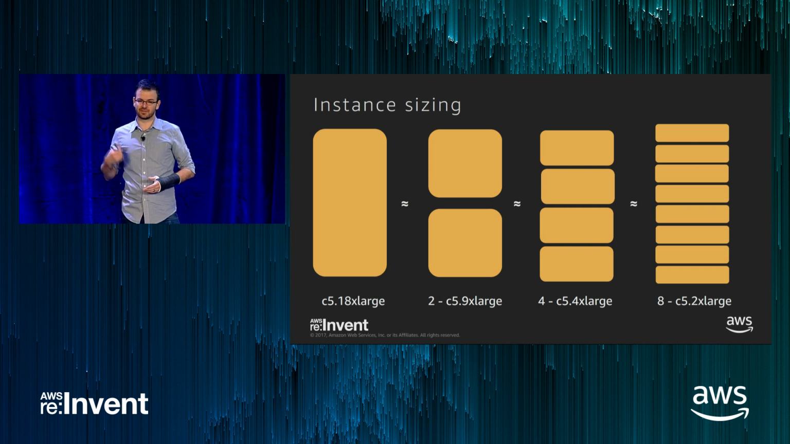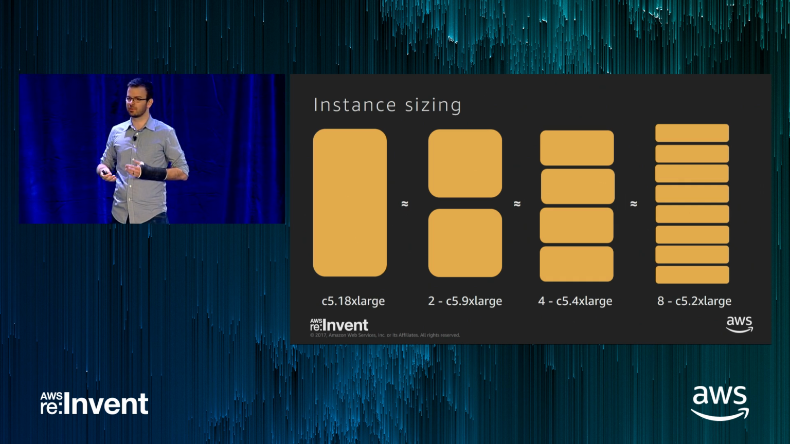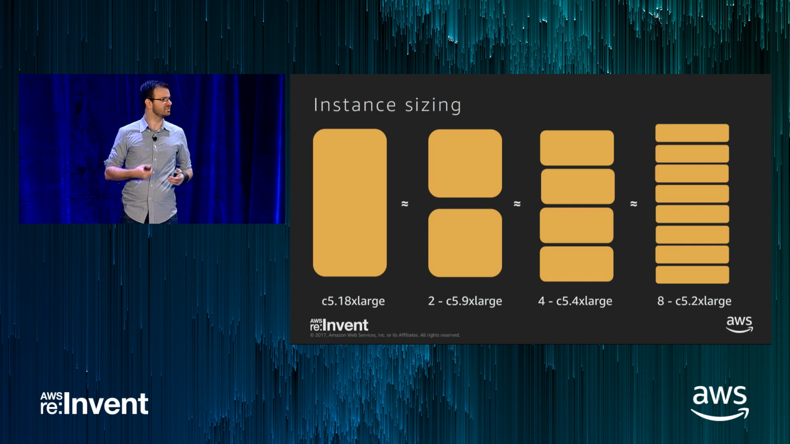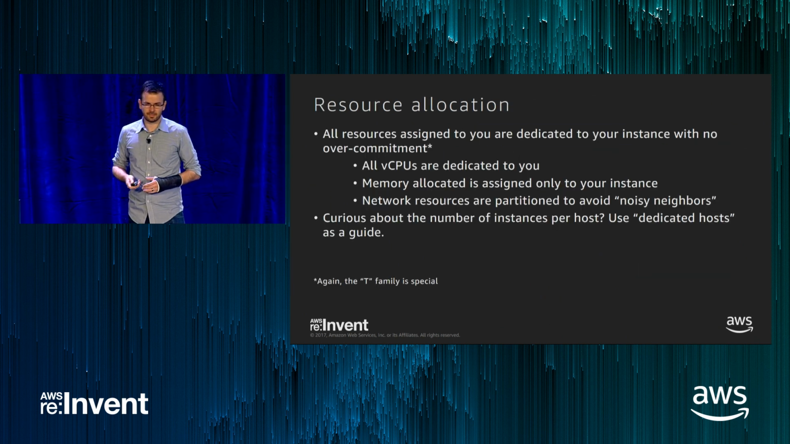Now, for things like the C5, 9 doesn't divide cleanly by 2. So we go from a C5 9x large to a C5 4x large. And you do have the same proportional number of CPUs and memory. That CPU to memory ratio stays the same as you change sizes.